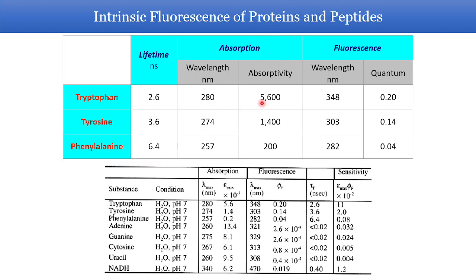We know that different amino acids absorb at different wavelengths and they have different absorptivity. Tryptophan absorbs at 280, tyrosine 274, and phenylalanine 257. And the absorptivity is 5600 for tryptophan, 1400 for tyrosine, and 200 for phenylalanine. All of these play a very important role in the intrinsic fluorescence of proteins and peptides.